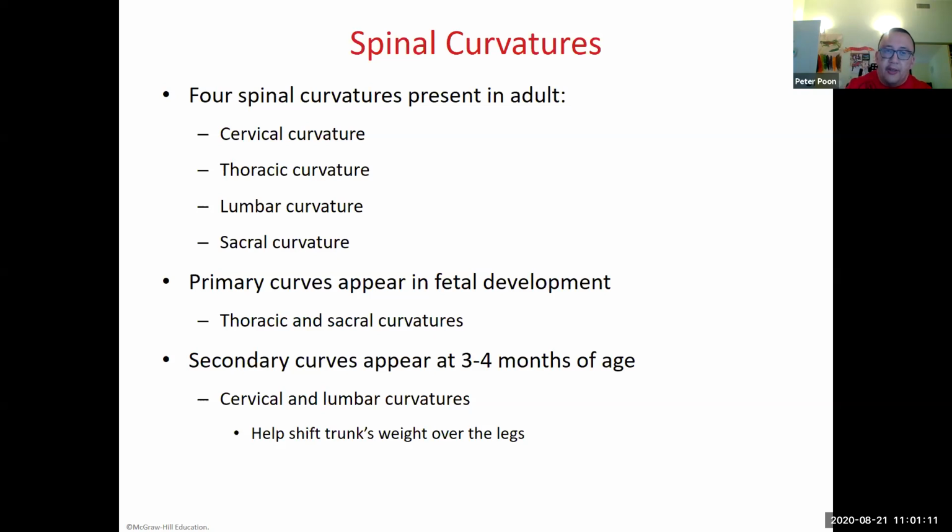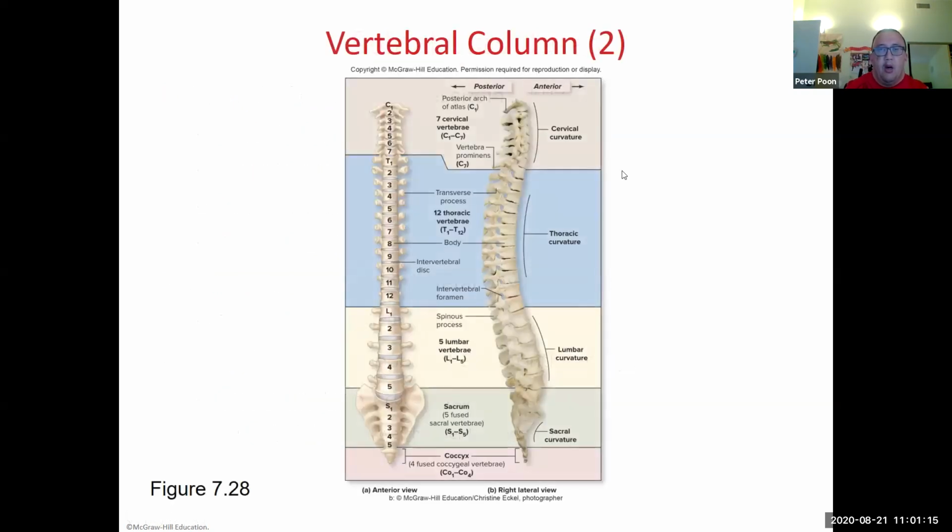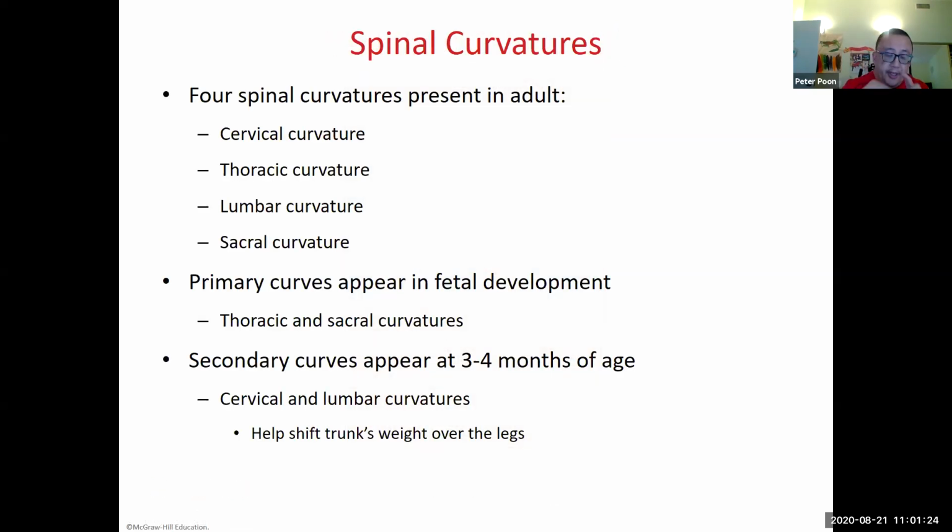There are four spinal curvatures present in an adult. Curves front, curves back, curves front, curves back. The first two curves are the original ones, when the spine is C-shaped. You have your thoracic curvature and your sacral curvature.